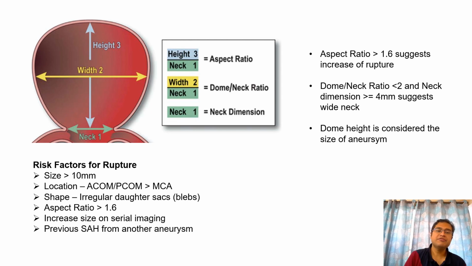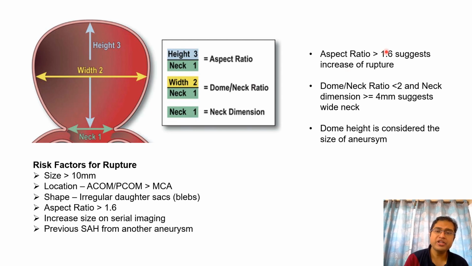So what are the risk factors for rupture of the aneurysm? We have to discuss aspect ratio, dome to neck ratio, and dome height. In my report, as you have already seen, I had given the aspect ratio, and I had also given the neck width. So all these things are important.